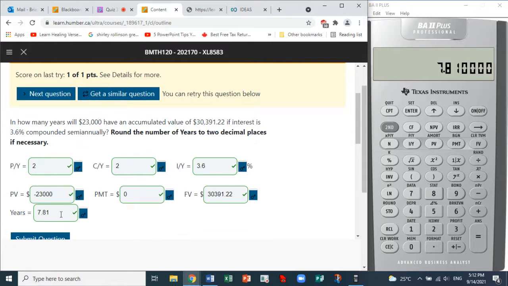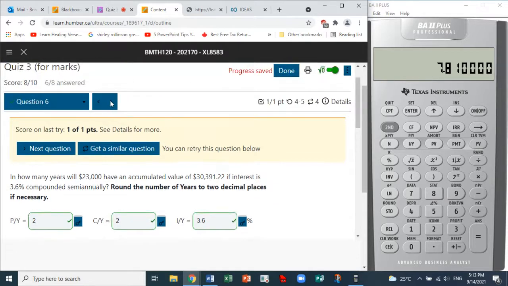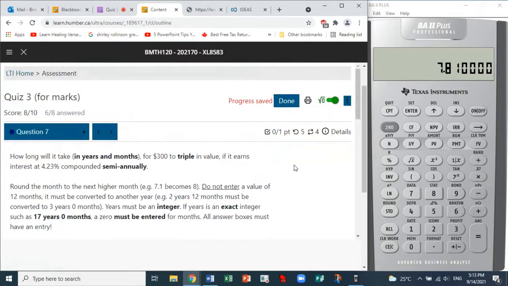All right, so to get the number of years, let's go over again. We have to compute n. N is the missing number. And when we get that, we have to divide by PY or CY. They're the same value, so we have to divide by 2. And that is, in this case, 2. And that's how we ended up with the answer of 7.81. Okay, so that is number 6.